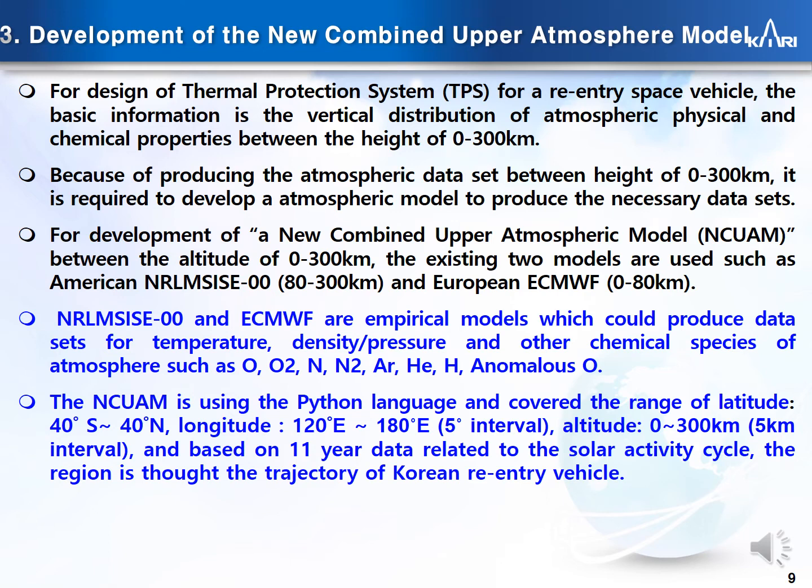The new combined model is using the Python language and covered the range of latitude 40 degrees south to 40 degrees north, longitude 120 east to 180 degrees east, 5-degree interval. Altitude range is 0 to 300 kilometers, 5-kilometer interval. And based on 11-year data, which related to the solar activity cycle, the region is where the trajectory of a Korean reentry vehicle is sought.